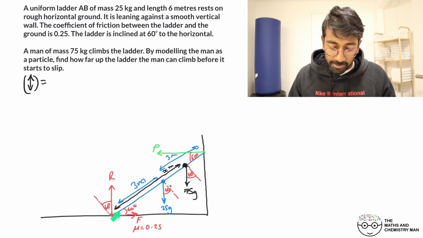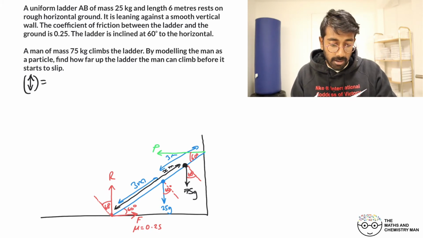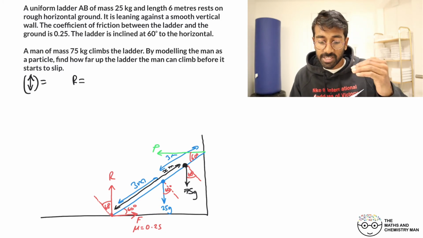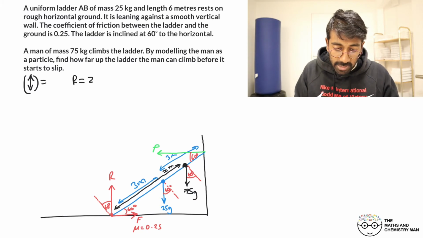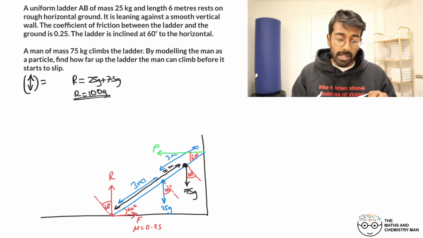Now looking at our diagram, the only force acting vertically upwards here is going to be R. So we can say R is equal to, and downwards we've got the 25G and the 75G. We can add those together, right? So we can just say 25G plus 75G. And so what we've got is R is equal to 100G. Perfect. That's probably going to be useful. We'll keep it there for now.